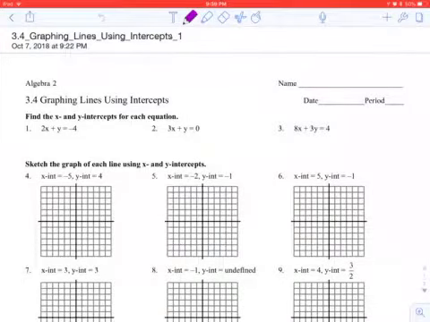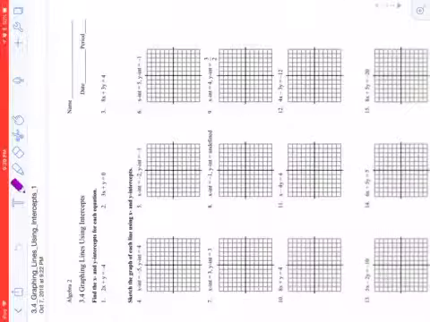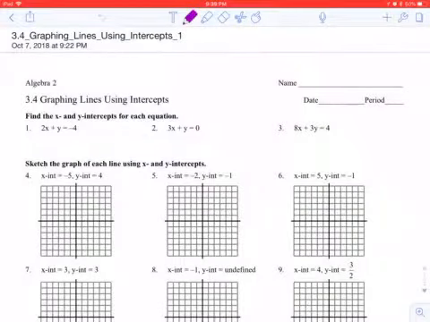This is 3.4, graphing using intercepts. Tomorrow we will have a quiz, so make sure you study, and one of these problems will be on the quiz.